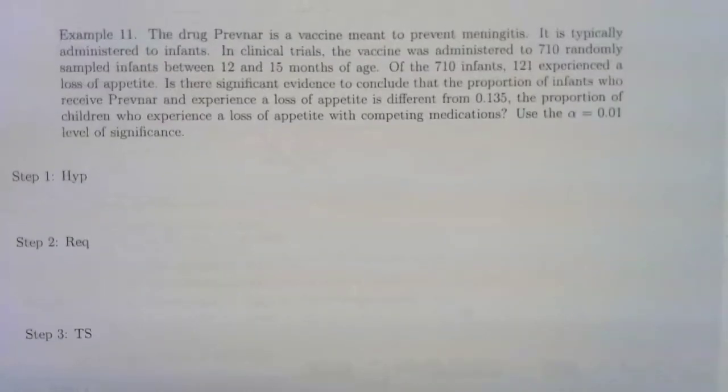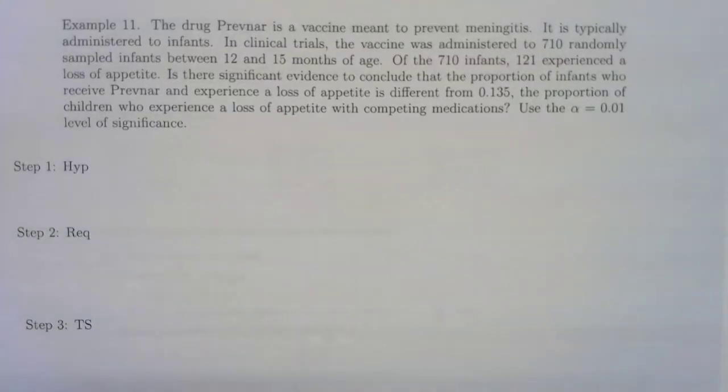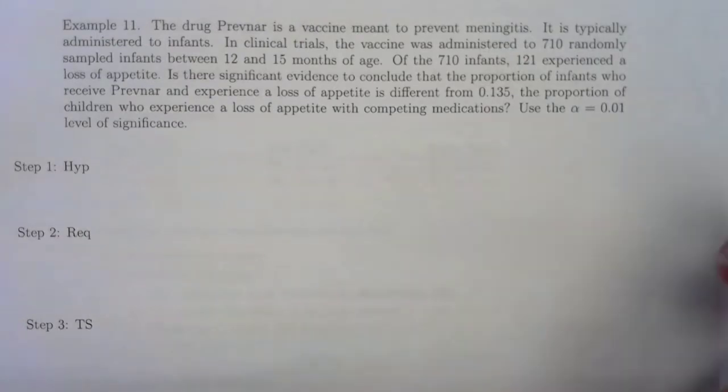Let's do another problem. The drug Prevnar is a vaccine meant to prevent meningitis. It is typically administered to infants. In clinical trials, the vaccine was administered to 710 randomly sampled infants between 12 and 15 months of age. Of the 710 infants, 121 experienced a loss of appetite. Is there significant evidence to conclude that the proportion of infants who receive Prevnar and experience a loss of appetite is different from 0.135, the proportion of children who experience loss of appetite with competing medications? Use alpha equals 0.01 as your level of significance.